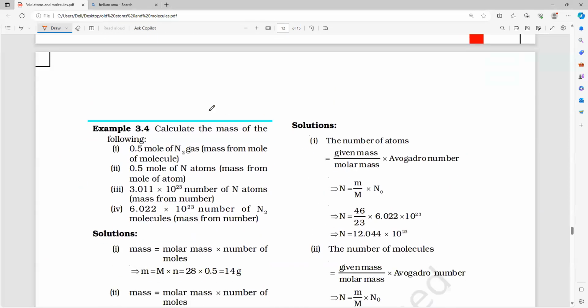Write this question. 3.4. Calculate the mass of the following. Be very, very careful. So write the question. I won't solve here, I will solve in the notebook. Then it will be good. All of you write. 0 point.